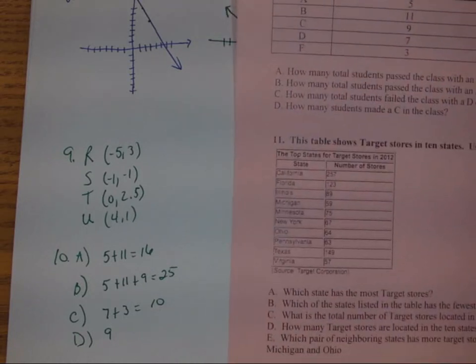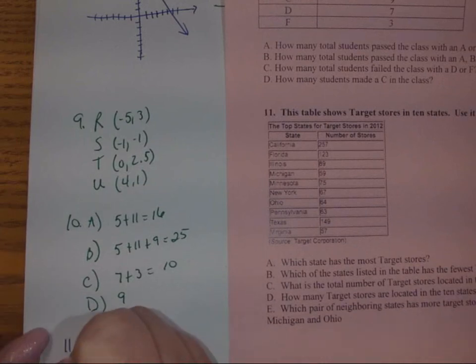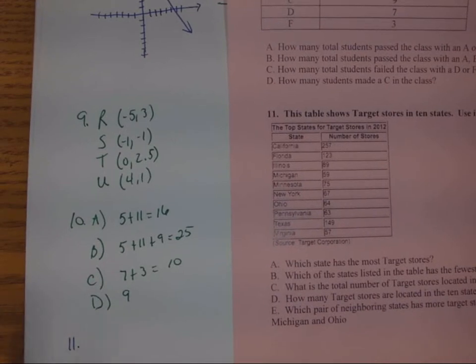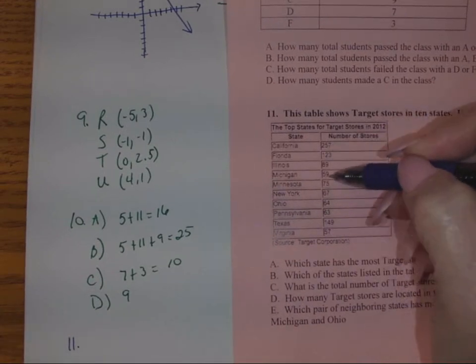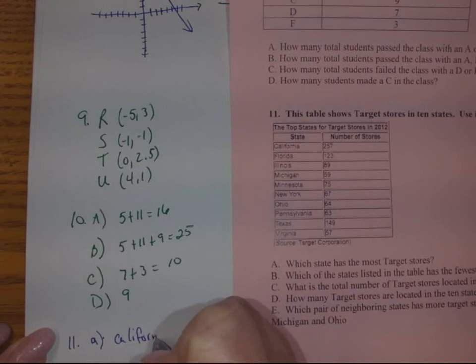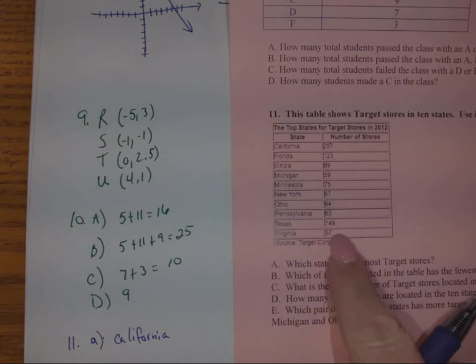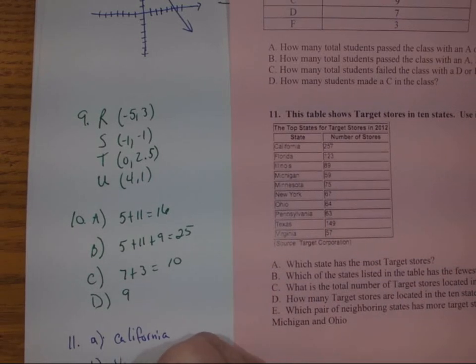All right, so our last question is another table. So this shows the Target stores in 10 states. Which state has the most Target stores? We just need to look for the biggest number, and that's California with 257. Which of the states listed in the table have the fewest Target stores? We're going to look through there and find that Virginia had the fewest with 57.